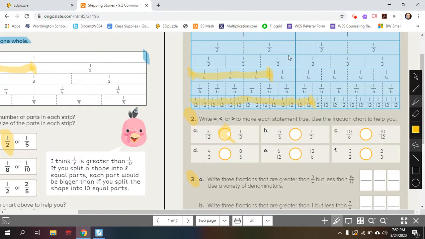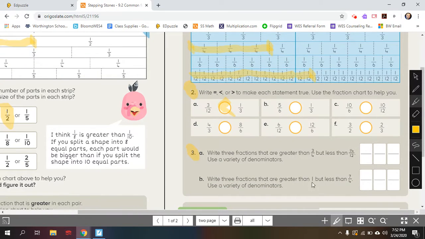And as you can see, there are a lot of fractions that would end in between those two. So you're going to do that for A, and you're going to also do the same thing for B, except you're going to be using different numbers or different fractions.